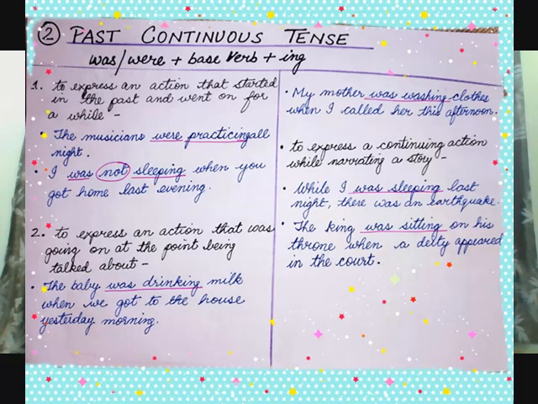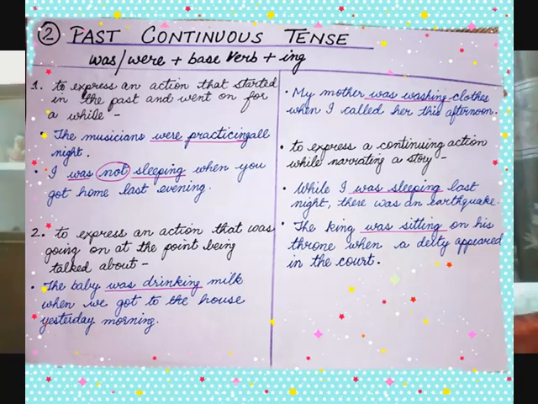The second usage of past continuous tense is to express an action that was going on at the point being talked about. You can understand this by the following examples. See the first one. The baby was drinking milk when we got to the house yesterday morning. What activity was done by the baby? It was drinking milk, and when it was doing that activity, we got into the house. And for the second activity, you will see the word got is simple past tense.